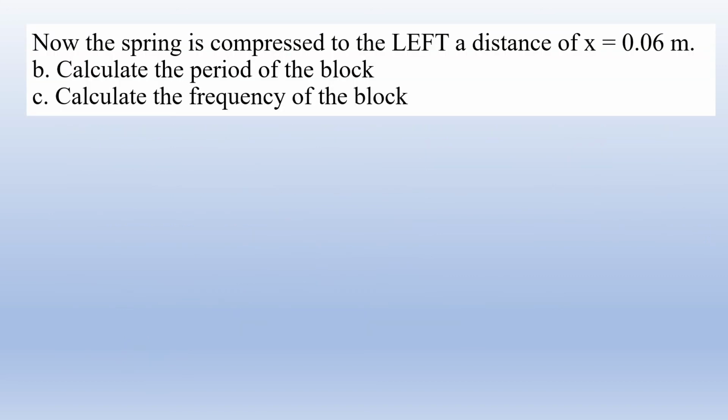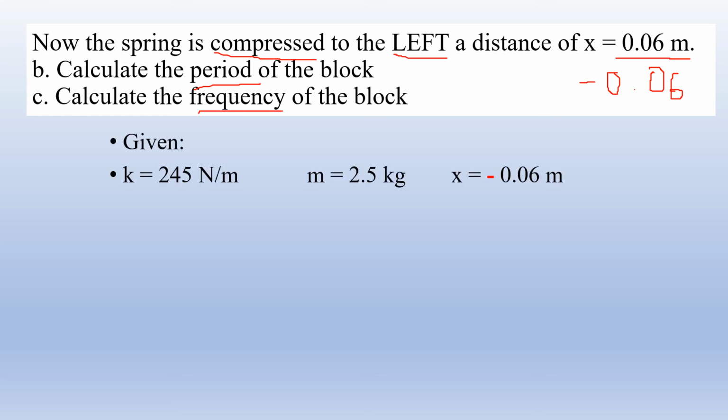Now we're going to take the same system, but now I am going to compress it. So I'm going to push that spring and block to the left, and I pushed it 0.06 meters. Warning, it went to the left, so that's negative 0.06 meters. Now, I want you to calculate the period, and I want you to calculate the frequency of the block using this information. So I know k, I know the mass, and I know the displacement is negative. There's my negative. If I didn't catch that, my calculations would come out wrong.